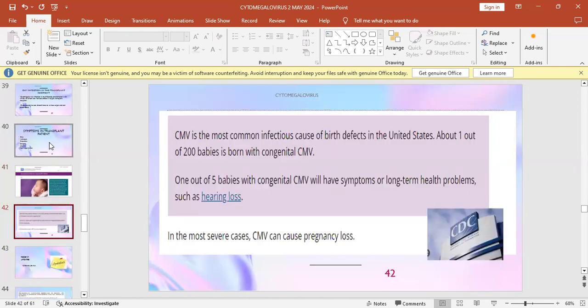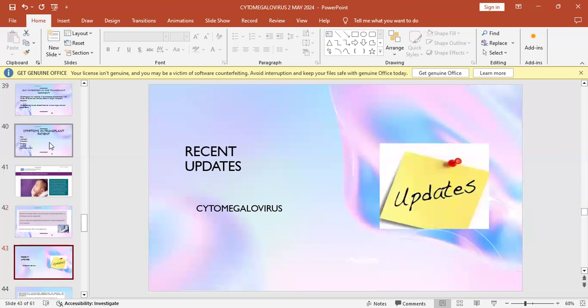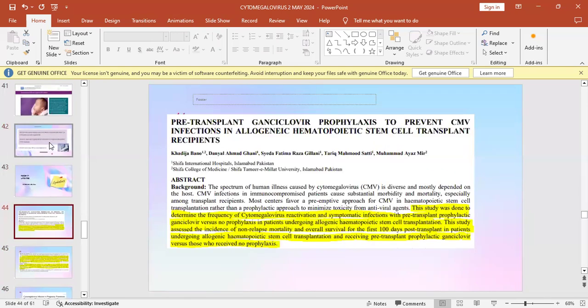Cytomegalovirus is the most common infectious cause of birth defects in the United States. About 1 out of 200 babies is born with congenital cytomegalovirus infection. 1 out of 5 babies with congenital CMV will have symptoms or long-term health problems. In rare cases, CMV infection can cause pregnancy loss.